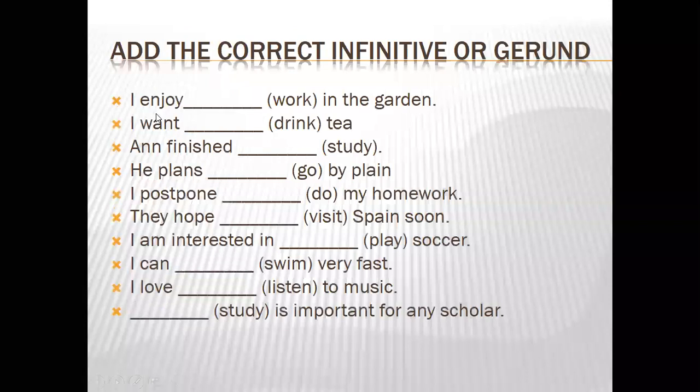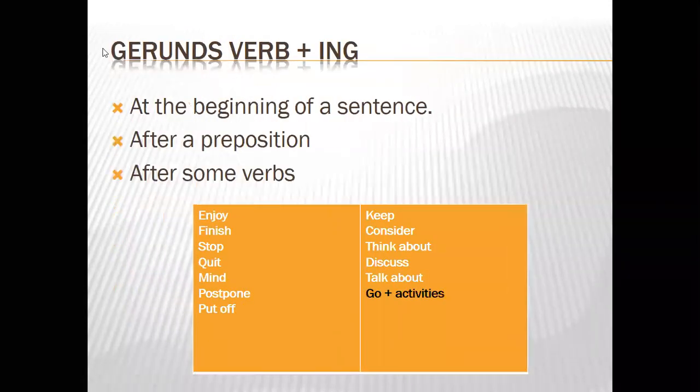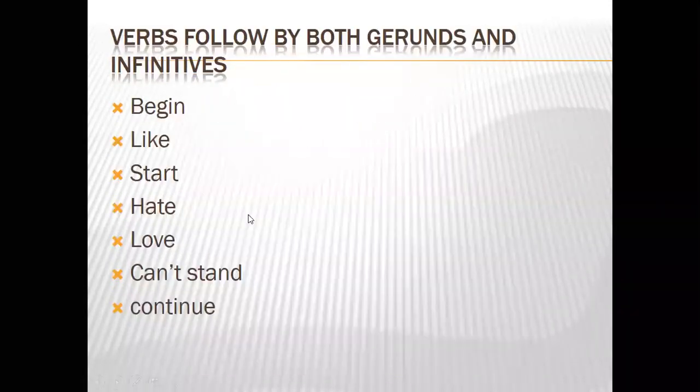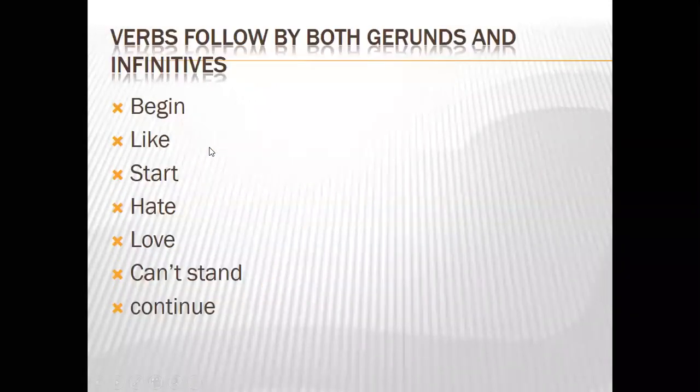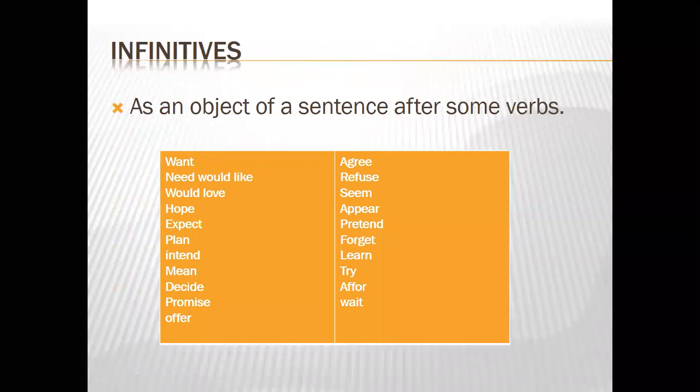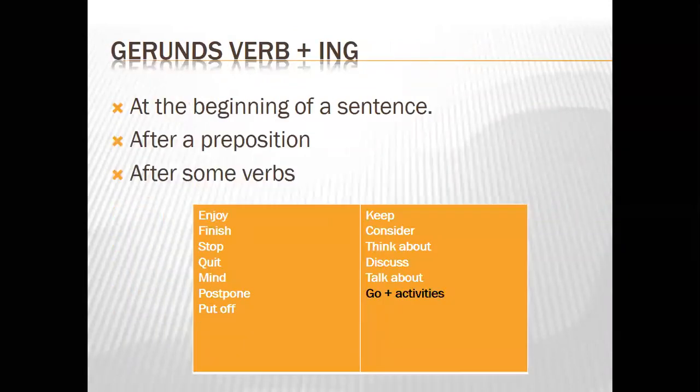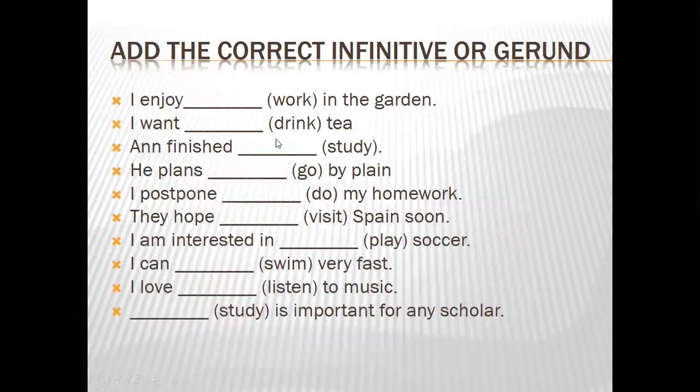Now, in this case, take a look. I enjoy to work, or I enjoy working. Enjoy is from gerund. So after enjoy, we need ing. That's why I say I enjoy working in the garden. I want is infinitive. I want to drink tea. So let's take a look. Where do we have finish? And in this case, finish is for the gerund. So I finished, we need ing. And finished studying. He plans to go by plane.